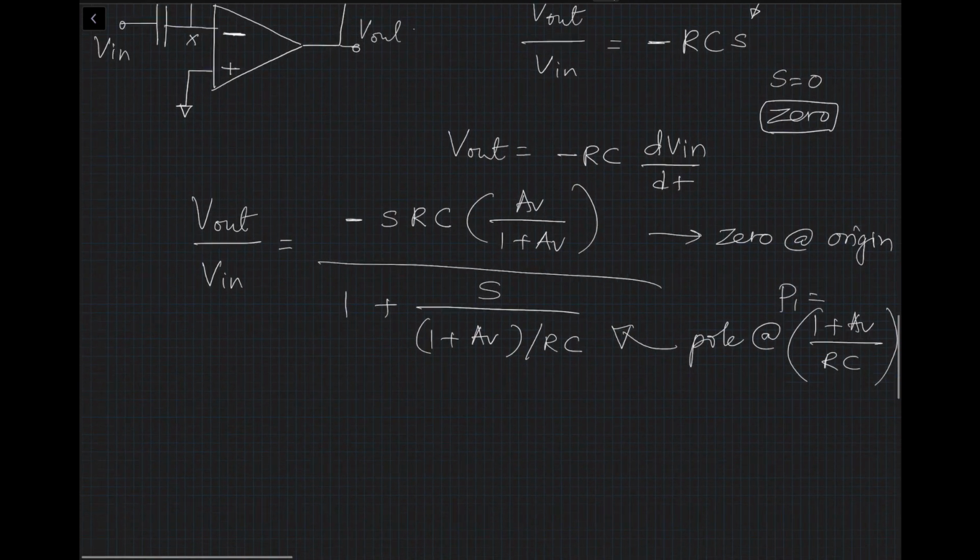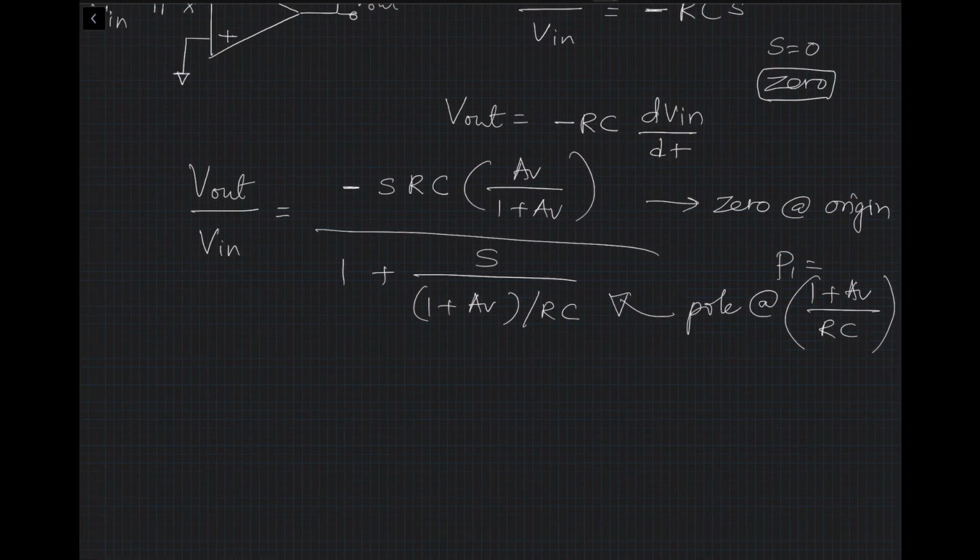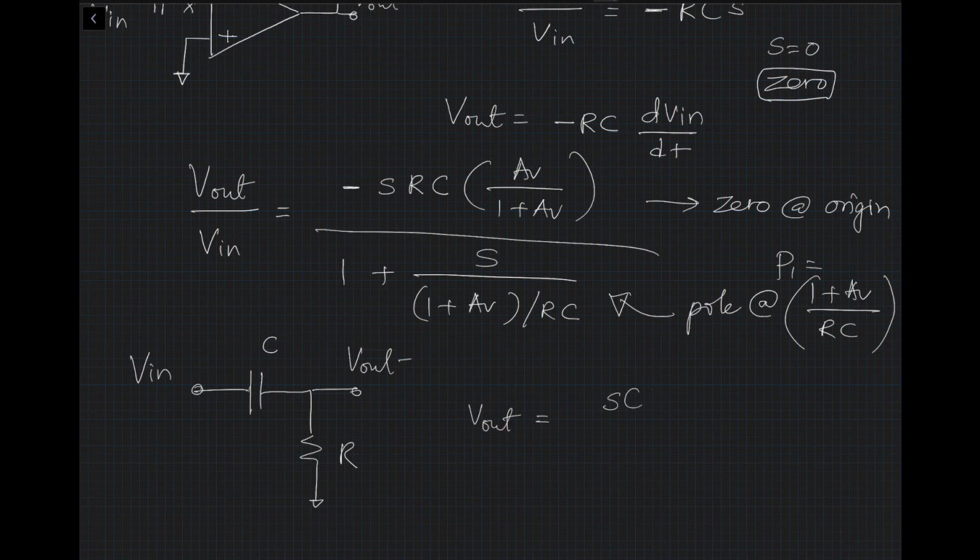And let's, as we did before, also compare this with an RC network where this is V in and this is V out and this is a capacitor, resistor. So you can say that V out is equal to SCR divided by 1 plus SCR. And now we are going to compare all three of them on the same plot in the Bode plot.